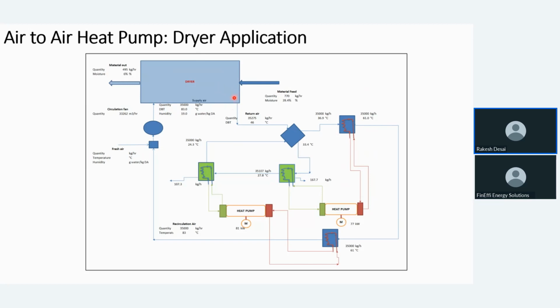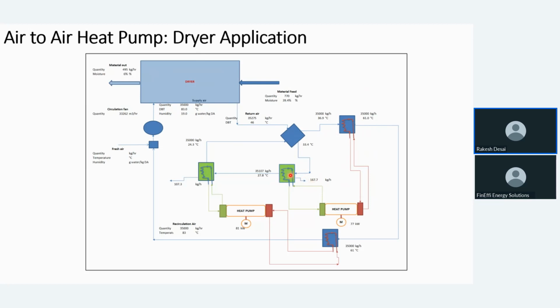Now whatever air was earlier exhausted is now being taken. It was at 46 degrees centigrade. It was passed through a heat exchanger where it was cooled from 46 to 33.4 degrees centigrade. Then it was passed through the first evaporator of the heat pump, wherein around 168 kg per hour of water was removed.